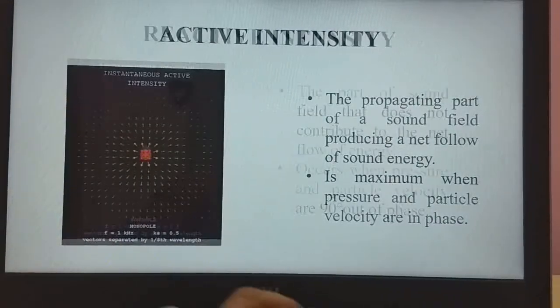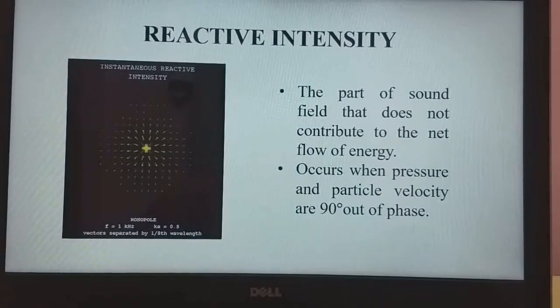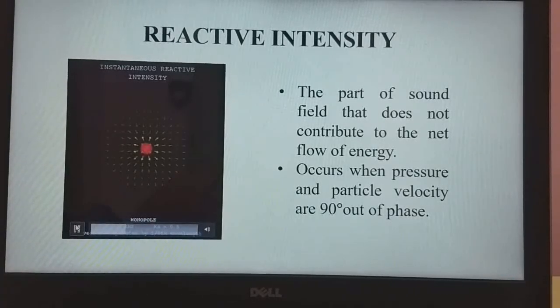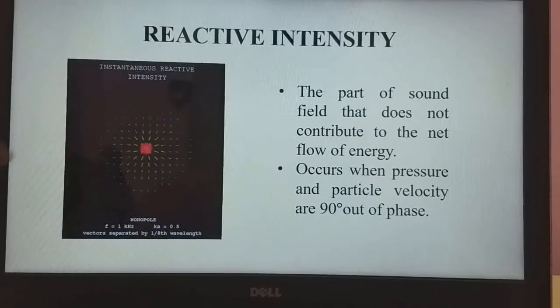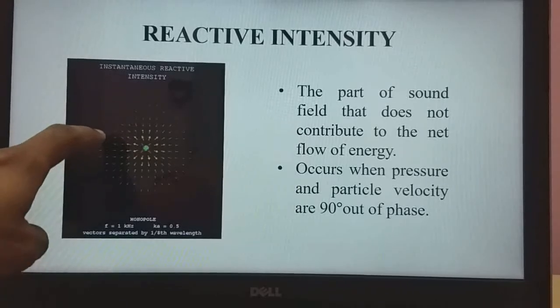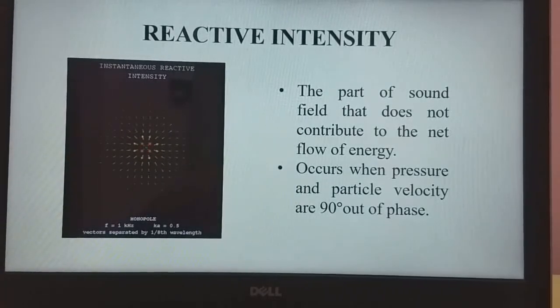Alright, now let's go to the next type, which is the reactive intensity. It's the opposite of active intensity, which is the part of the sound field that does not contribute to the net flow of energy. This occurs when pressure and particle velocity are 90 degrees out of phase, which means the intensity is zero since they are out of phase. Now let me play this animation. Alright, if you notice here clearly, the arrows are pointing against each other. They're not pointing in the same direction, which means they're canceling out each other.